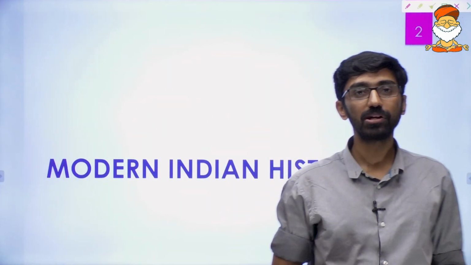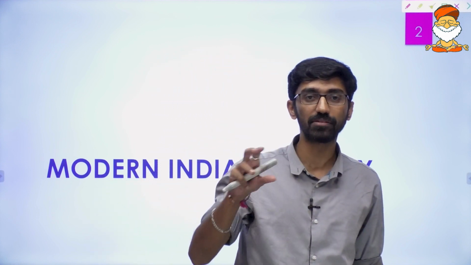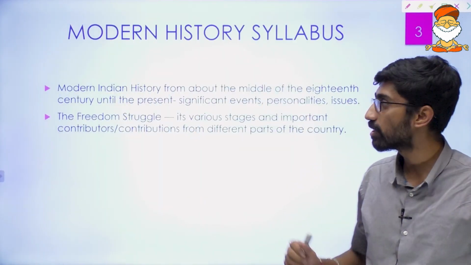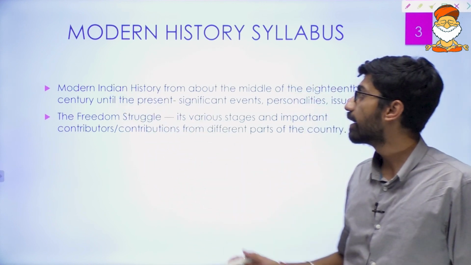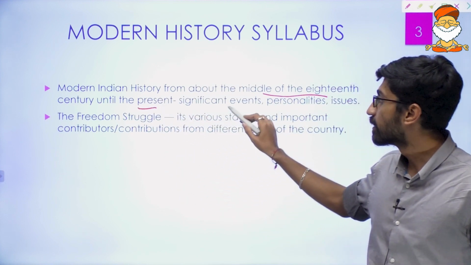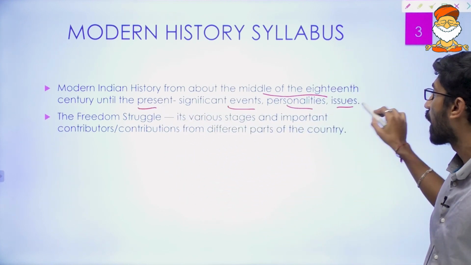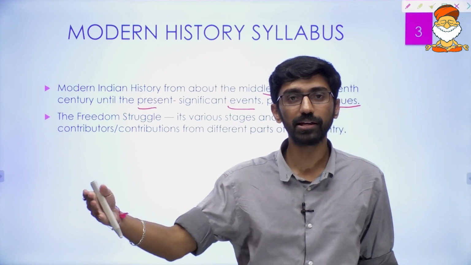So in this rapid revision, we are going to start with modern Indian history. In this modern Indian history, we are going to cover all the aspects of the syllabus that has been mentioned. So what has been mentioned in the modern Indian history syllabus? It mentions modern Indian history from about the middle of the 18th century until the present, significant events, personalities as well as major issues. Okay, that is covering from the middle of the 18th century until the present times.